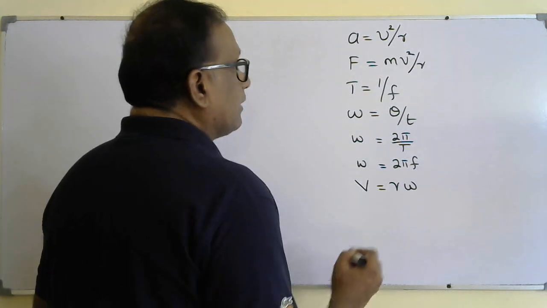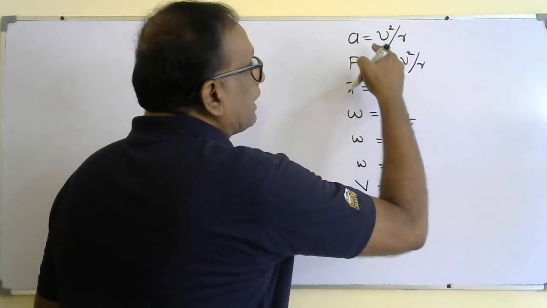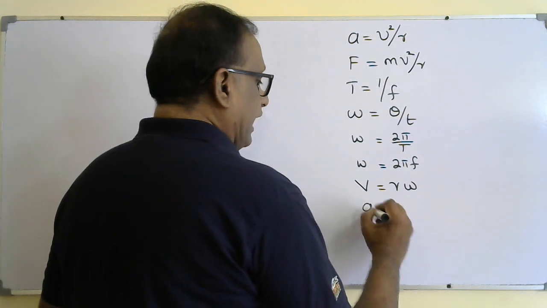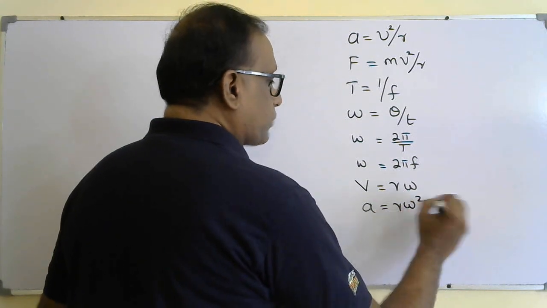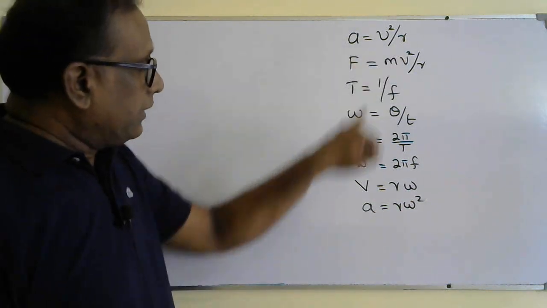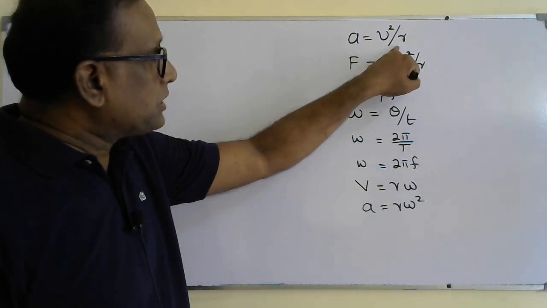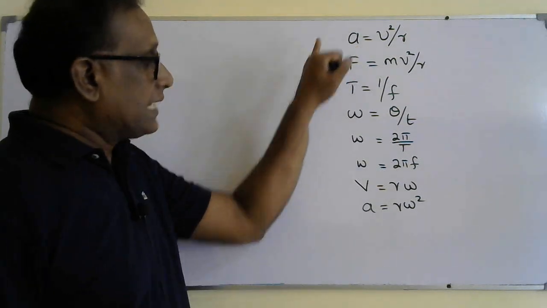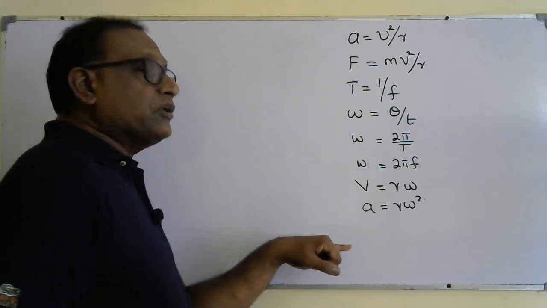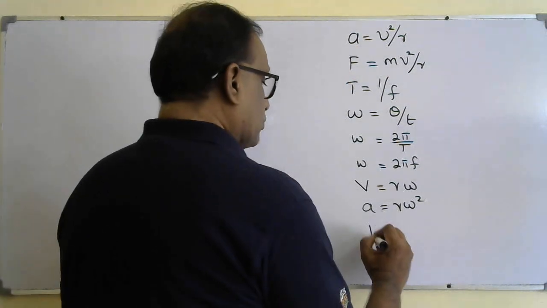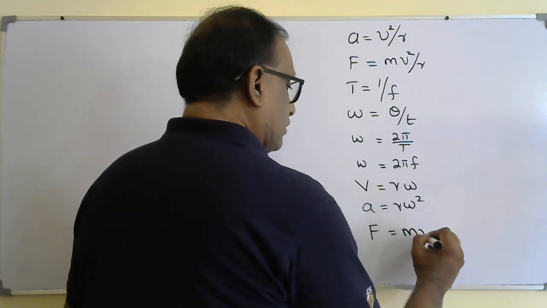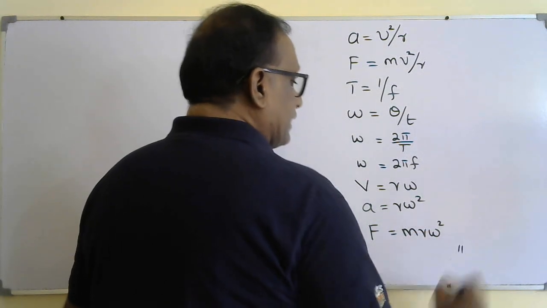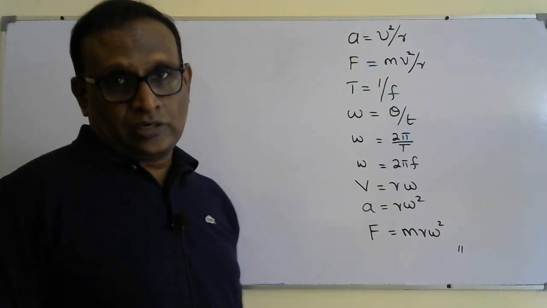v equal r omega. Then we can replace v squared by r squared omega squared in a equal v squared over r, and you will get a equal r omega squared. That is another equation for the centripetal acceleration. Again, if I use Newton's second law, centripetal force F equal m r omega squared. So these are the equations we are going to use in circular motion.